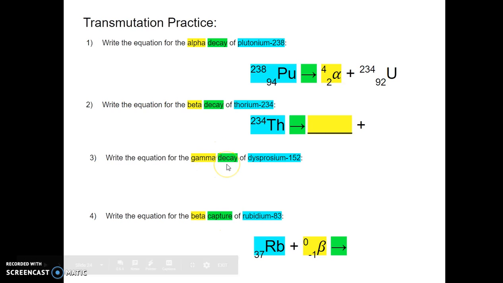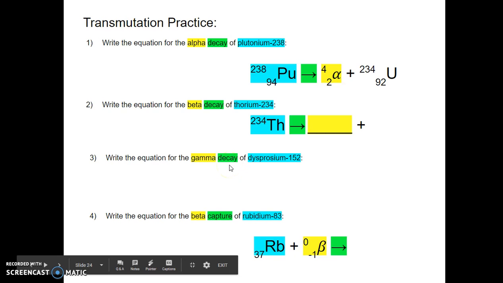We did not talk about gamma decay, but remember, when you lose a gamma particle or a gamma ray, nothing changes because there's no mass to it. It's just energy. So you still have the same element, the same number of protons, and the same number of neutrons on both sides of the equation. You've just lost some energy. So you would just draw it by putting the gamma symbol as a reactant or a product, but you're not changing anything.